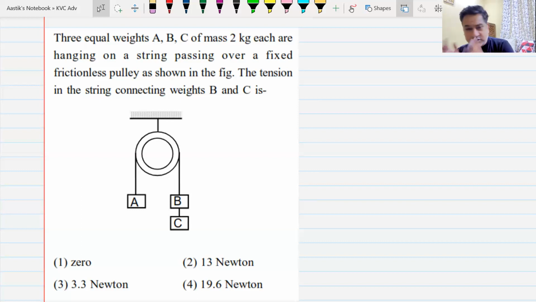Note down this question. The question is simple. Draw a pulley, 3 blocks, mass 2 kg each. You have to find the tension in the string connecting B and C.